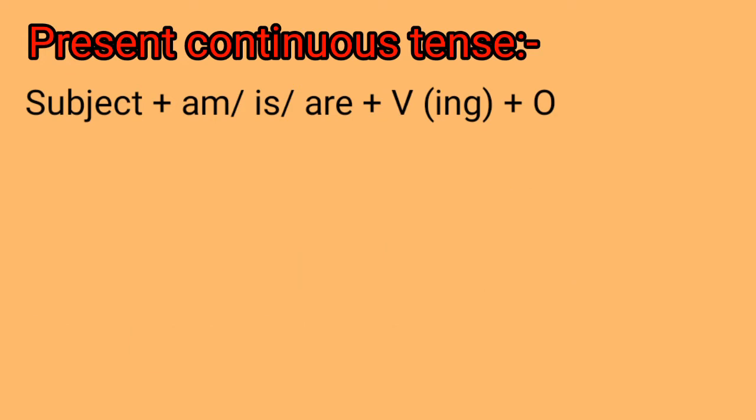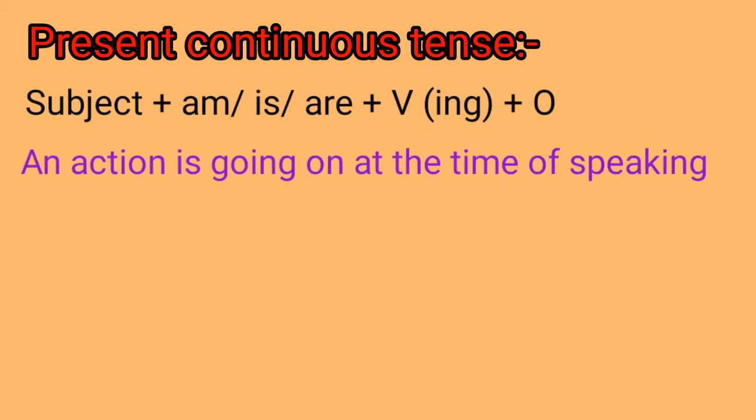Now, let me tell you for what purpose this tense form is used in the English language. Present continuous tense is used to show that an action is going on at the time of speaking. It means the action is in progress. That's why this tense is also known as present progressive tense. Okay, let's have some examples of this tense form.